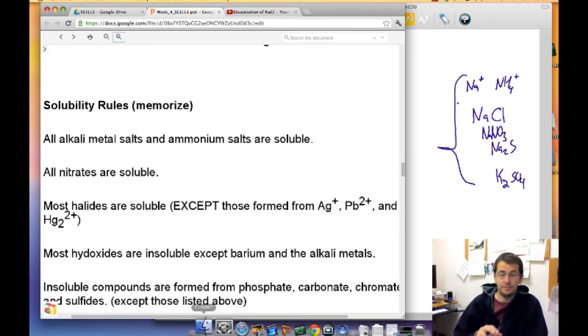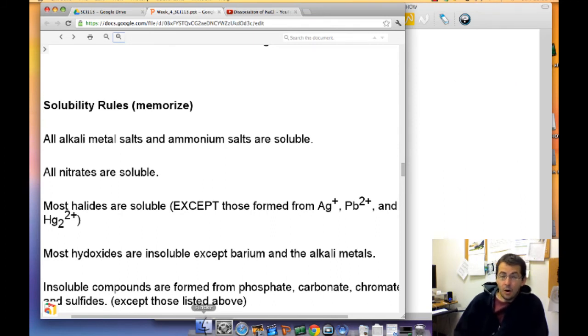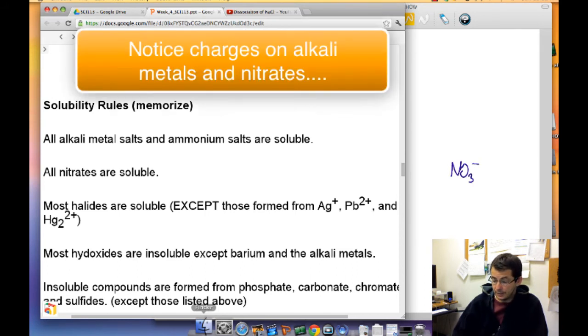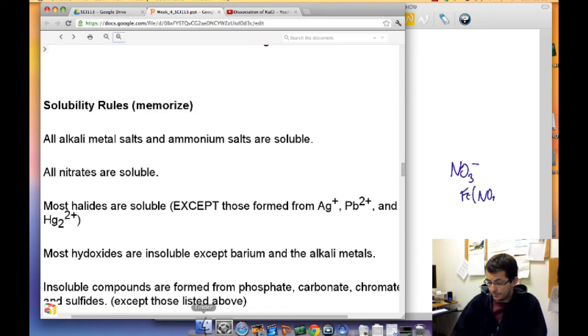So it gives us a whole list of things we can pair an anion with, a negatively charged species with. All nitrates are soluble. Anything with an NO3- attached to it is going to likely be soluble. So Fe2(NO3)3, iron nitrate, likely soluble. Zirconium nitrate, zirconium 4 nitrate, likely soluble, because all nitrates are soluble. Oftentimes, one of the ways you get metal salts in solution is as nitrates.